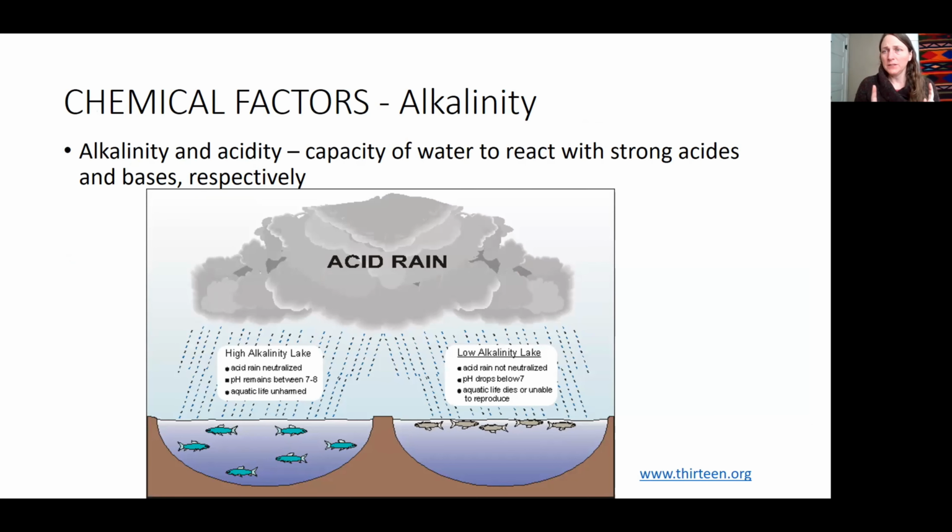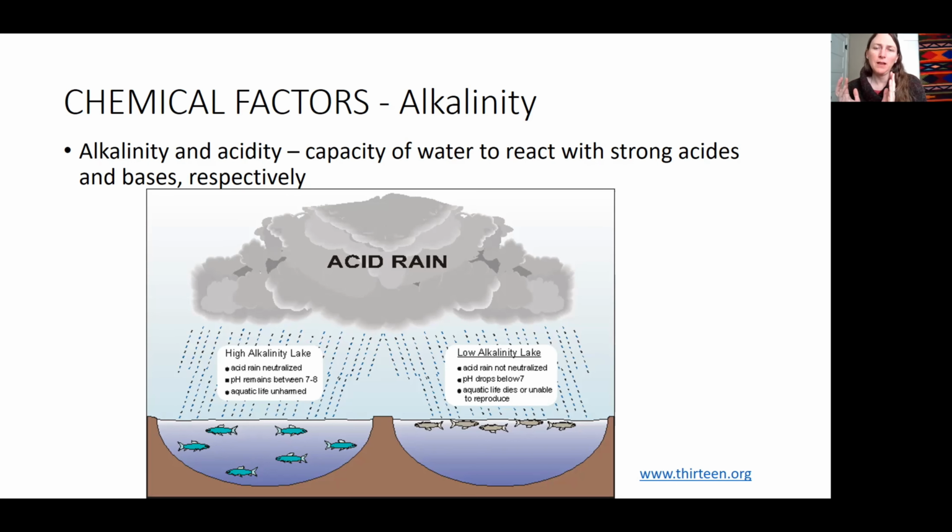So related to the pH scale is this measure of both alkalinity and acidity. And these are measures of the capacity of water to react with strong acids and bases, respectively. So for example, if you have a high alkaline lake and acid rain is added to it, that acid rain can be neutralized. And because of the alkalinity, the pH can remain neutral and aquatic life will not be harmed.